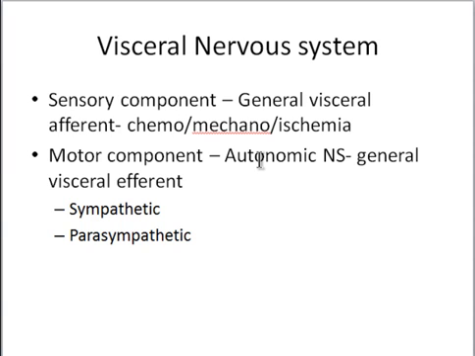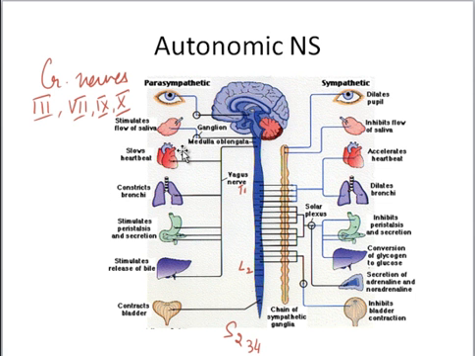The motor component is the autonomic, which we described earlier, and then there is the sensory component, which is called general visceral, and we don't very neatly classify it into any of those parts. And this has two, sympathetic and parasympathetic. So let's look at the autonomic nervous system.